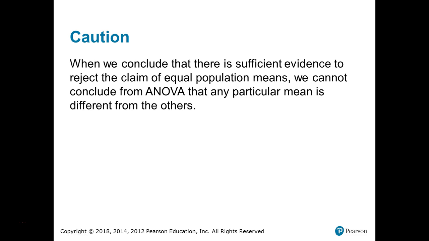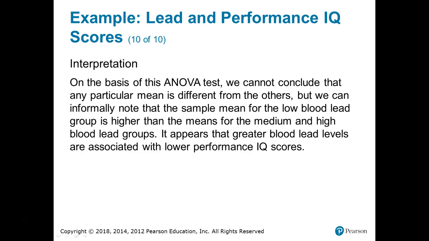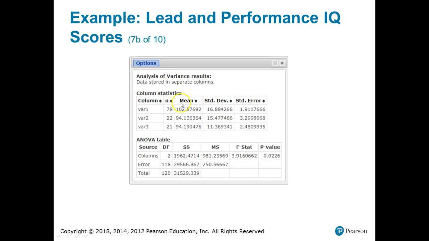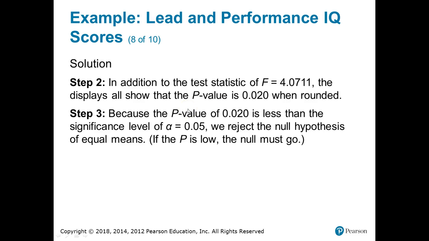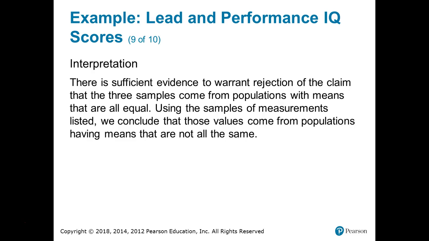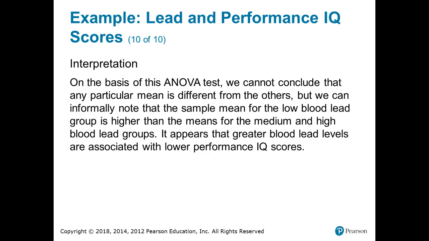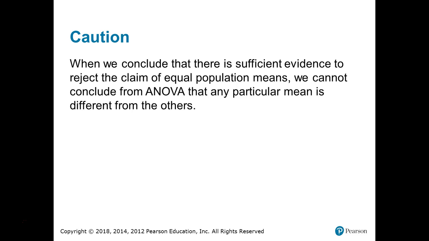So a caution, when we conclude that there is sufficient evidence to reject the claim of equal population means, we cannot conclude from this method that any particular mean is different from the others. So what does that mean? Well, right here, this interpretation over here, that's not telling you which mean is necessarily different. Now we can just see, just by common sense, okay, this is the mean that's different, but we want to stress that the test isn't actually telling us that. That's just our ability to interpret data ourselves. So that's just a cautionary note that it's not telling you which particular mean is different from the others. It's just telling you that they are not all equal.